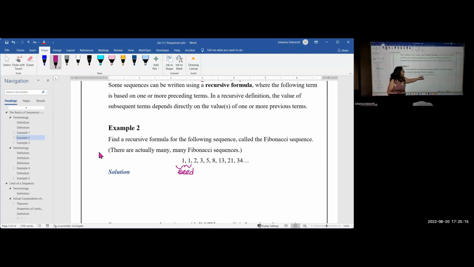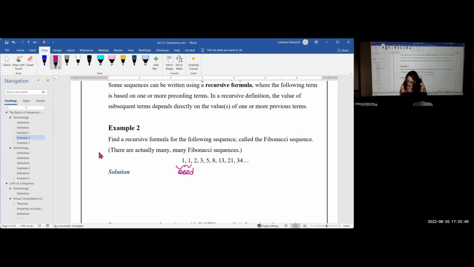So 1 plus 1 generates the 2. Then to get the 3, you take the two numbers in front of it, 1 plus 2, which gives you 3. To get the next value, 2 plus 3 is 5, 3 plus 5 is 8, 5 plus 8 is 13, 8 plus 13 is 21, and so on. This is recursive. In other words, I can't know the 34 without knowing all the ones in front of it. It's a recursive definition. So how do we write down this recursive definition?